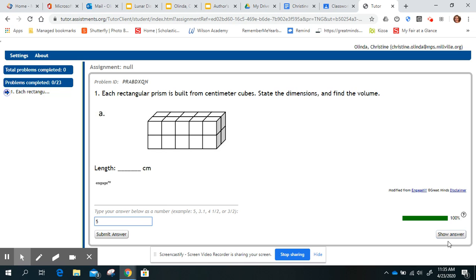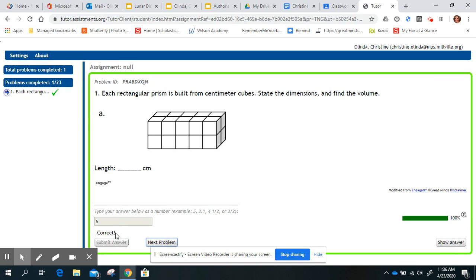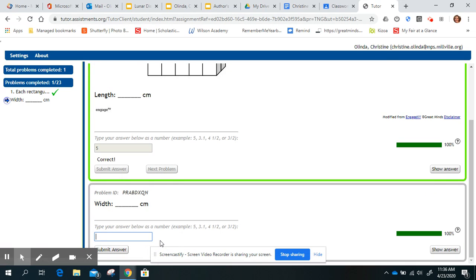Do not click show answer. It marks it wrong. And it'll tell you right away if you got it correct. The green check mark tells you correct. If you got it wrong, it'll tell you it's wrong. So you go to the next problem. Okay, this is 1B. This was A. This is B.